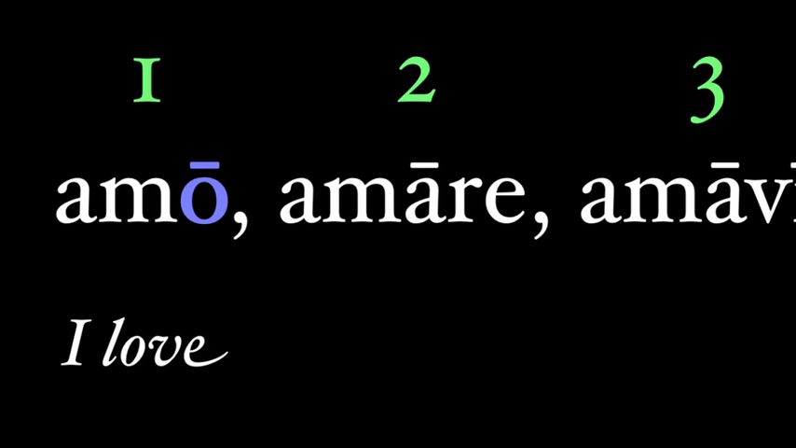The second form is the infinitive. This is the to form of the verb, to love, as in I am able to love Latin. Notice that this form of the verb ends in an RE. Most infinitives in Latin will end in an RE.